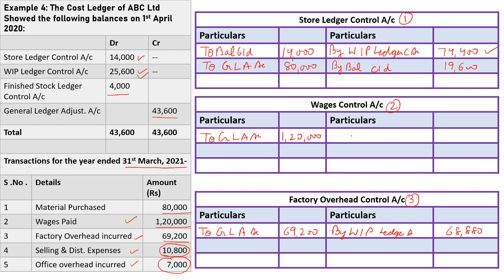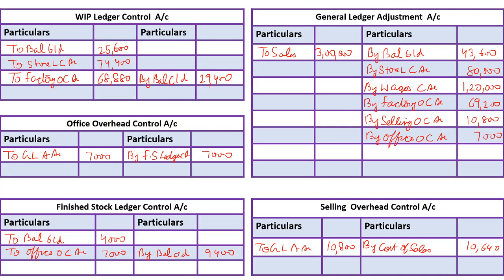In our second account, wages control account, the balance is transferred to WIP ledger control account 1,20,000, and in WIP ledger account we write to wages control account.